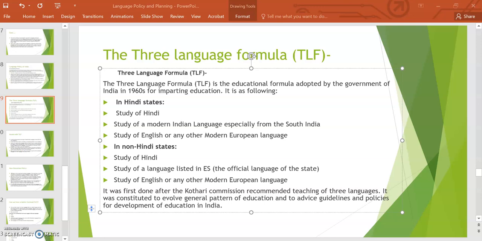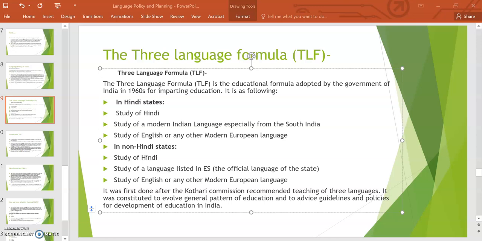Broadly speaking, according to the three language formula, the three languages that could be studied in Hindi states, that is, the states that have Hindi as their state official language, are: First is study of Hindi. Second is study of a modern Indian language, especially from the south of India, and it could be a language from the Dravidian language family. And third is study of English or any other modern European language.